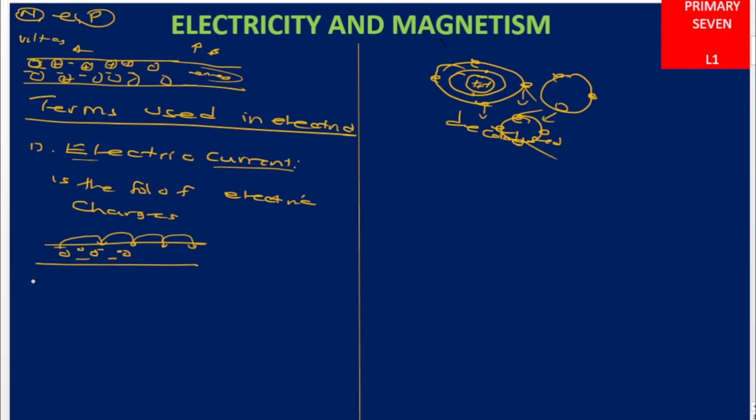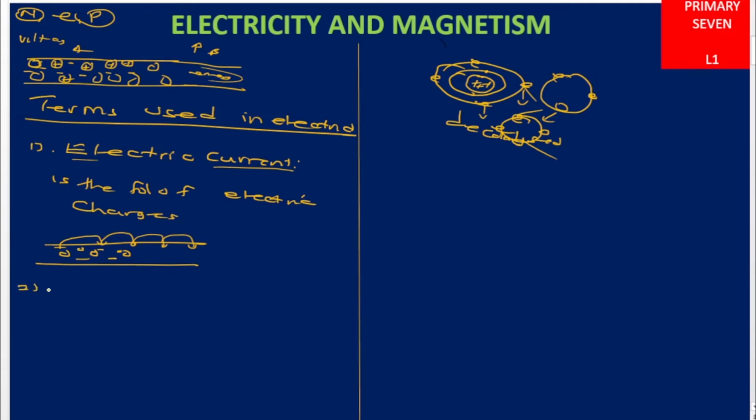Always when I say electric current, then I mean now electrons are flowing. At one time you can also see the protons move, but it is rare for these protons to come out of the nucleus. But what we commonly have that flows are the electrons.